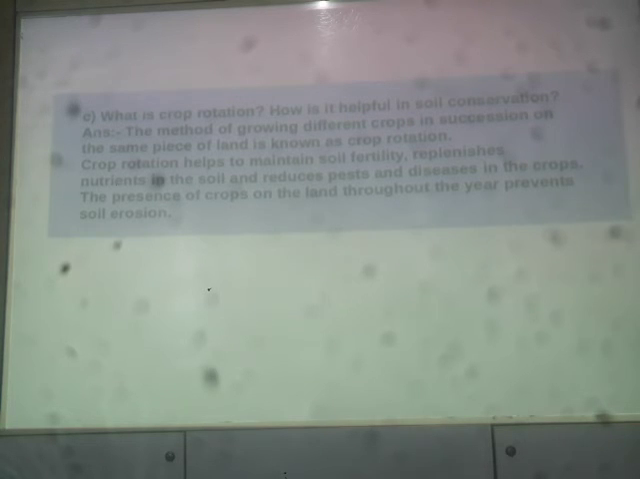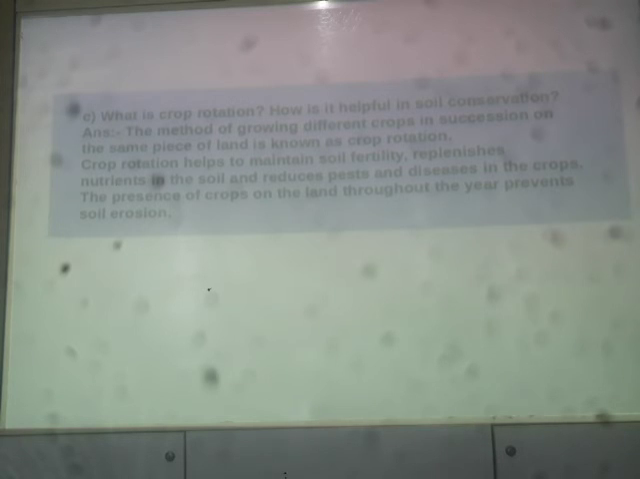So first of all, what is crop rotation? The method of growing multiple, different kinds of crops one after another in succession on the same piece of land is known as crop rotation.